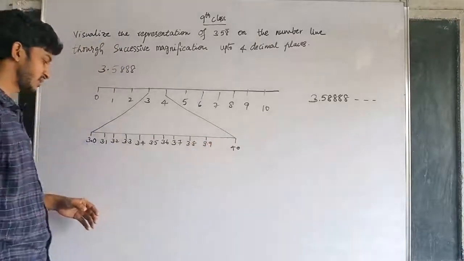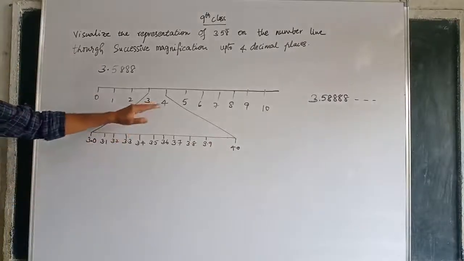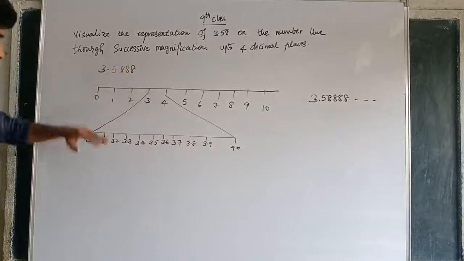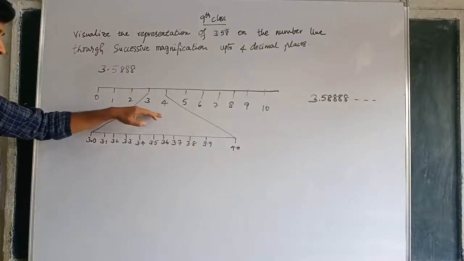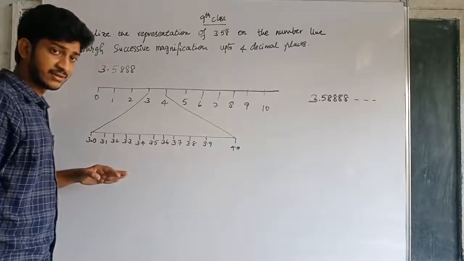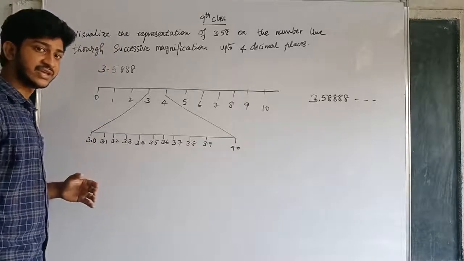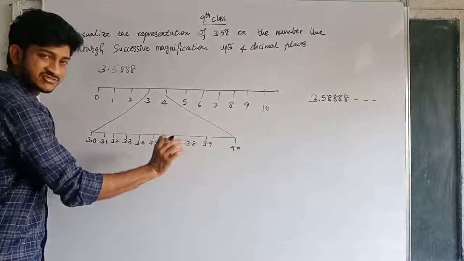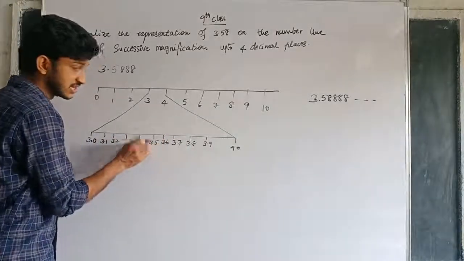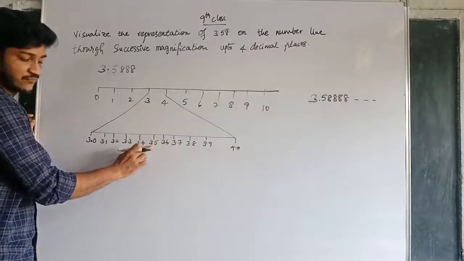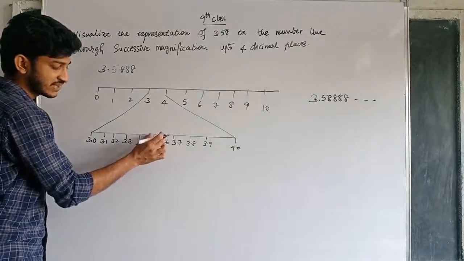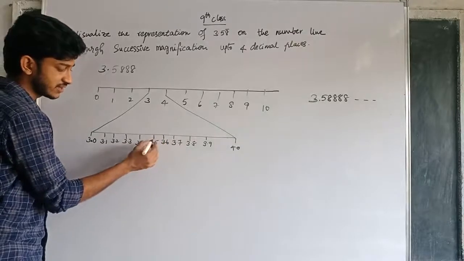So we want 3.5888. We are dividing the space in between 3 and 4 like this. In these divisions, which numbers is 3.5888 between? 3.5 and 3.6. It is greater than 3.5 and less than 3.6. That's why I am magnifying the space in between 3.5 and 3.6.